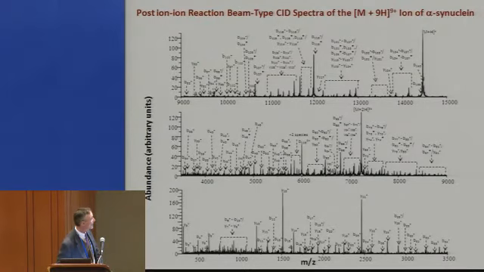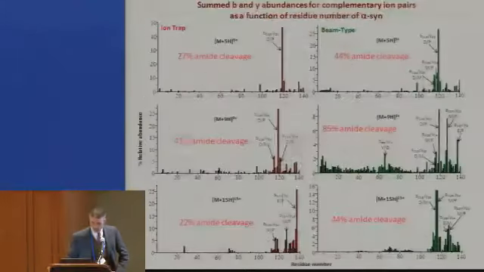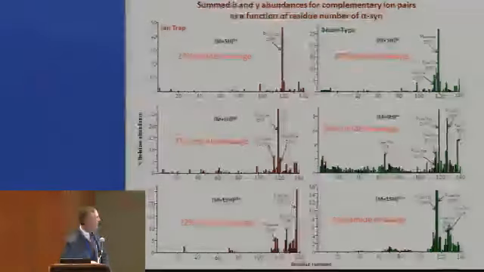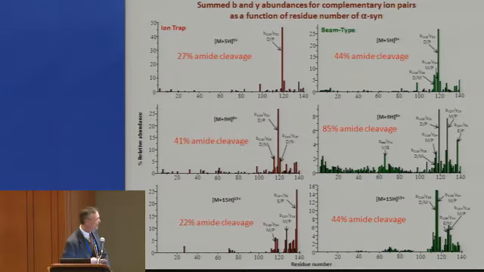Just to give an example of a favorable case, with CID, if you pick the right charge state, plus 9 of alpha-synuclein, you can get out quite a sizable fraction of the sequence. But it's quite charge state dependent. Here's plus 15, you get 44% cleavage with beam-type CID, and ion trap CID only 22%. If you go down to plus 9, which you generally don't form by electrospray because it's too low, you have to move the charge states down a little bit. You can get as high as 85% cleavage. But anyway, this is another illustration of ion type. Different charge states are different ion types and how they give you different information.